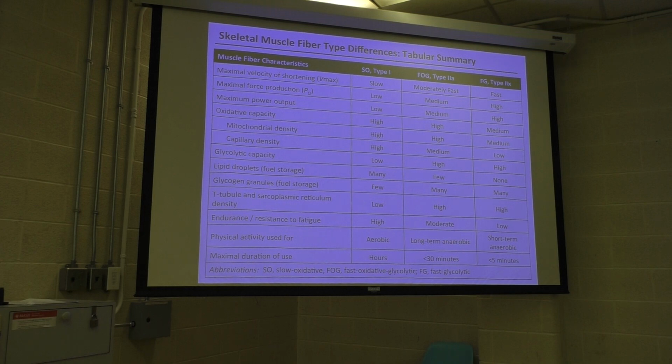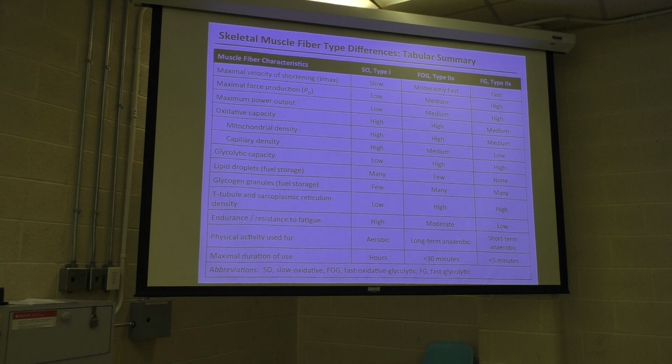Are there any questions? I have a question. With myosin ATPase activity, what is the benefit of that being low? Is that promoting efficiency in a slow twitch muscle fiber, or how is that helpful?